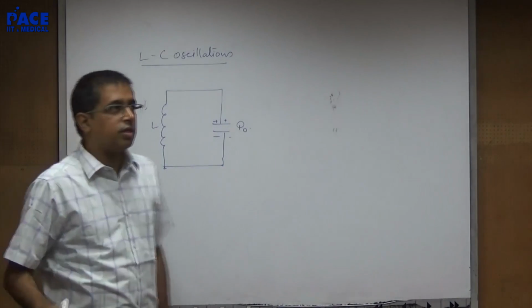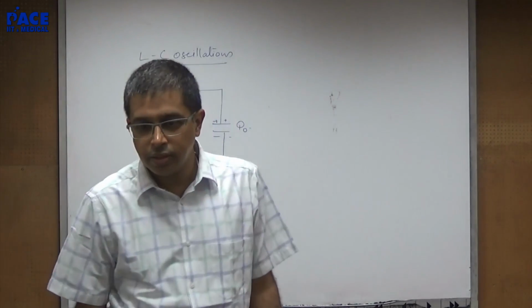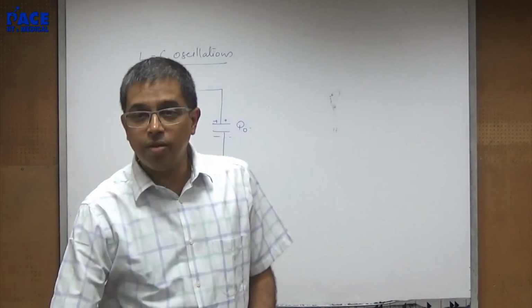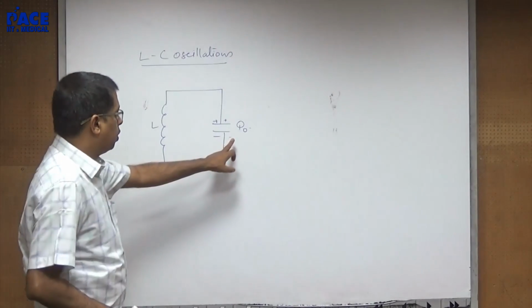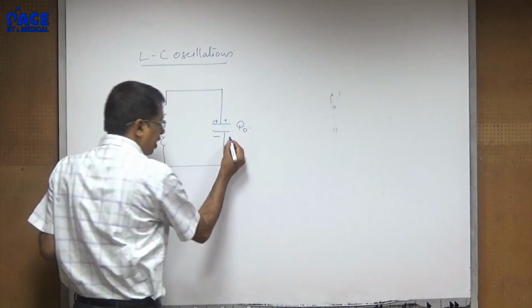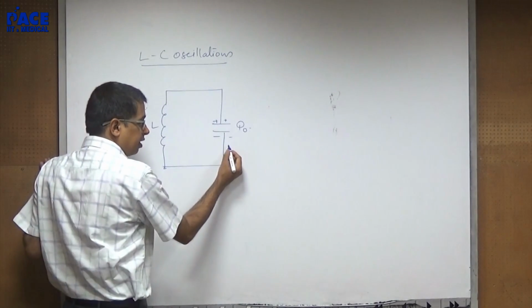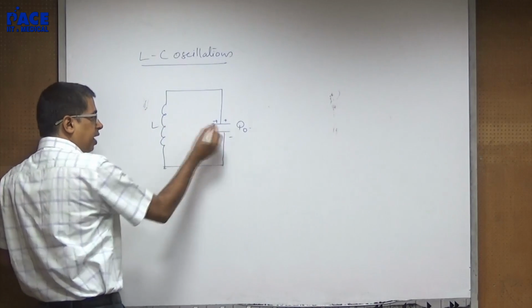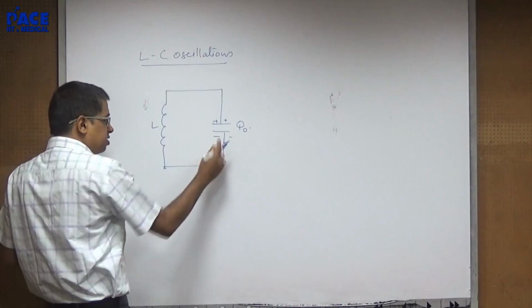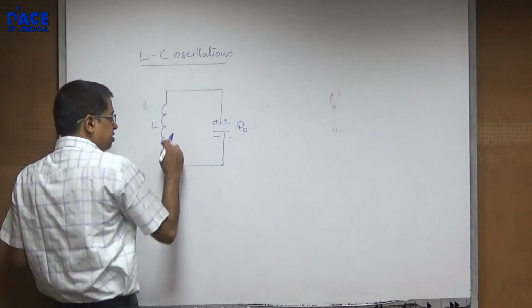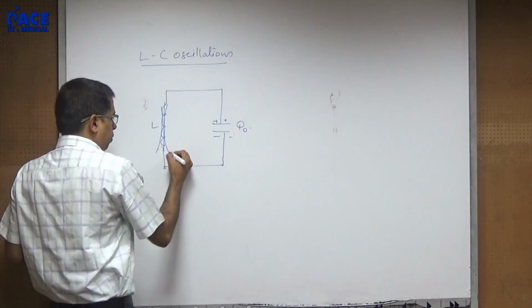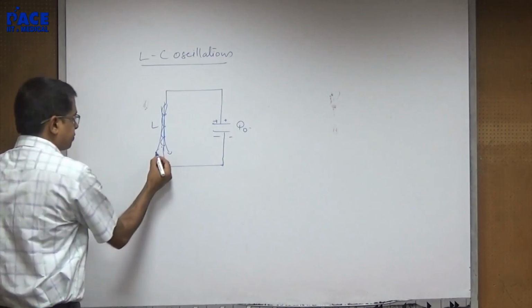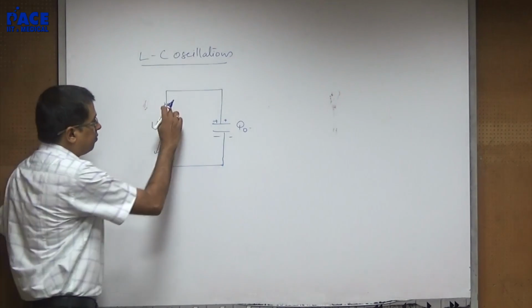There is no resistance in this particular circuit. If there is no resistance, there will be no heat loss. If there is no heat loss, what you have initially as electrostatic energy will be converted into magnetic energy. As the capacitor starts decaying, it will be getting converted into current.